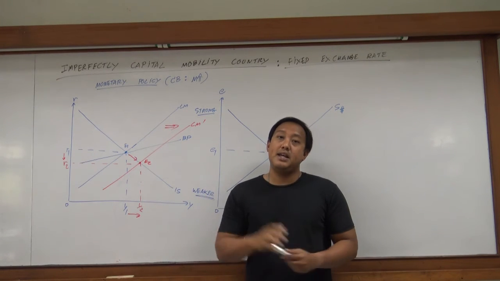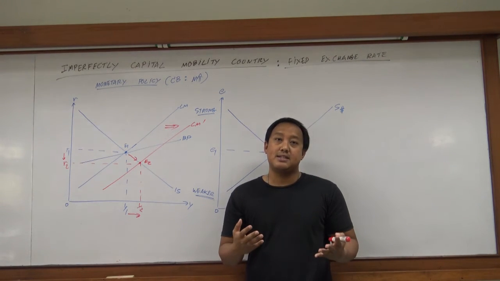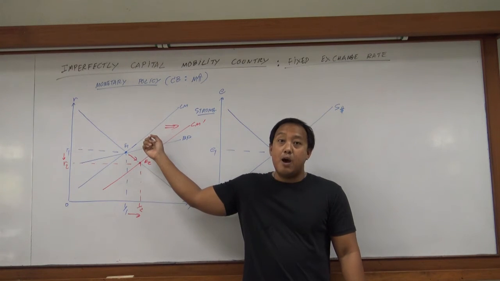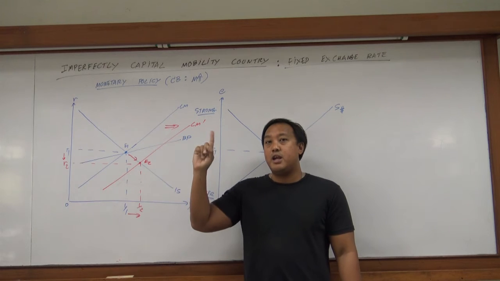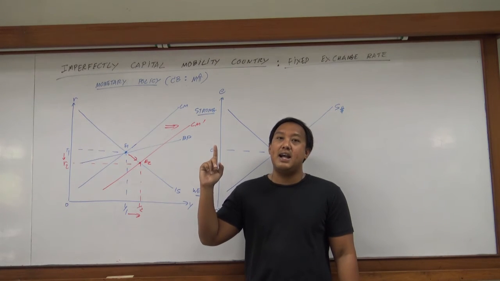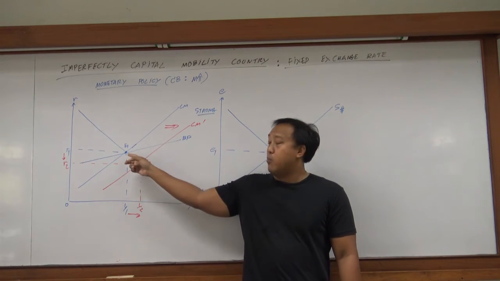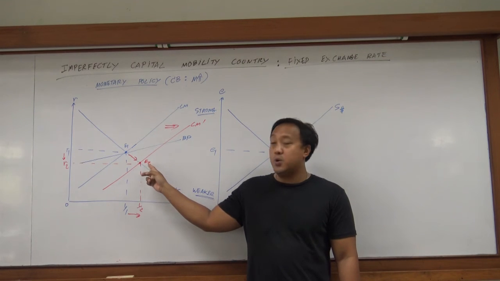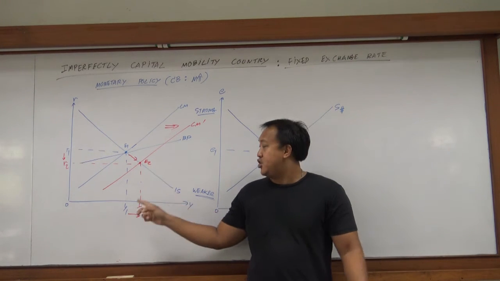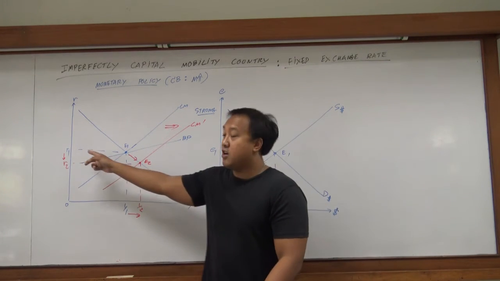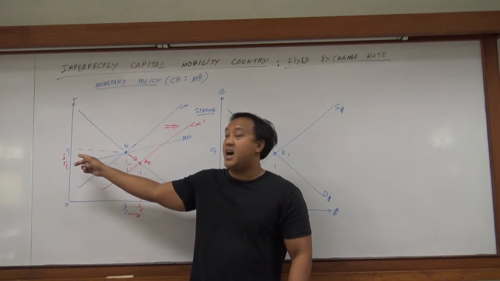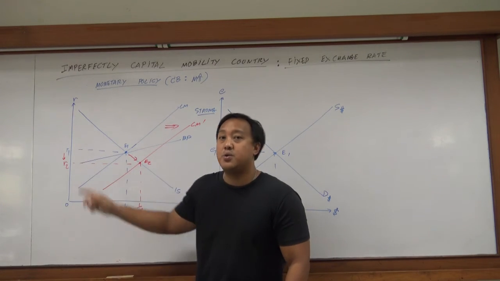Central bank injects more money into the economy using monetary policy. Then the LM curve shifts to the right. When the LM curve shifts to the right, the new equilibrium point, the point where IS intersects with LM, moves from E1 to E2. As a consequence, GDP increases from Y1 to Y2, which is good for the economy.